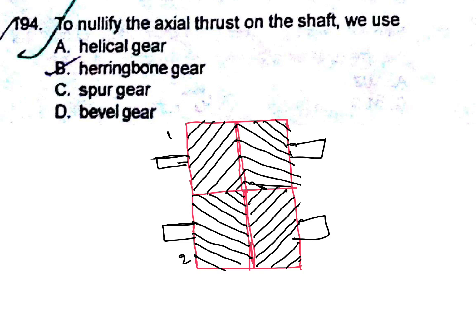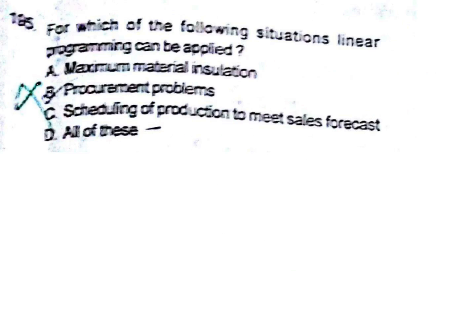For which of the following situations can linear programming be applied? A. Maximum material utilization. B. Procurement problems. C. Scheduling of production to meet sales forecast. D. All of these. Linear programming we apply for all of these: maximum material utilization, procurement problem, scheduling of production to meet sales forecast.